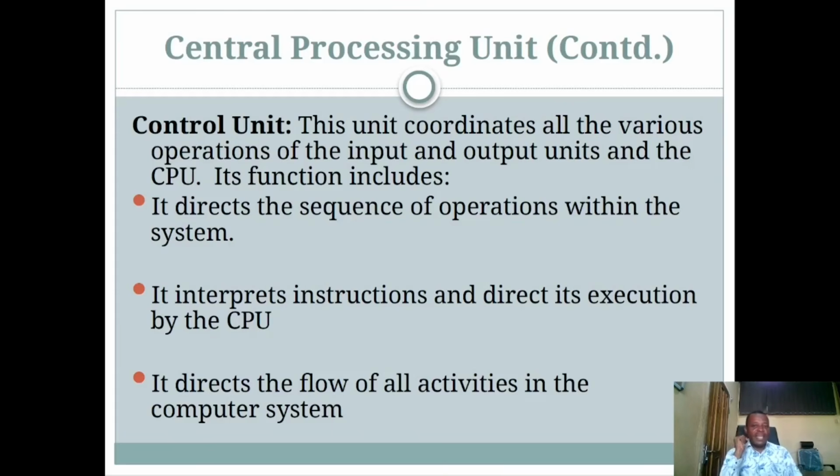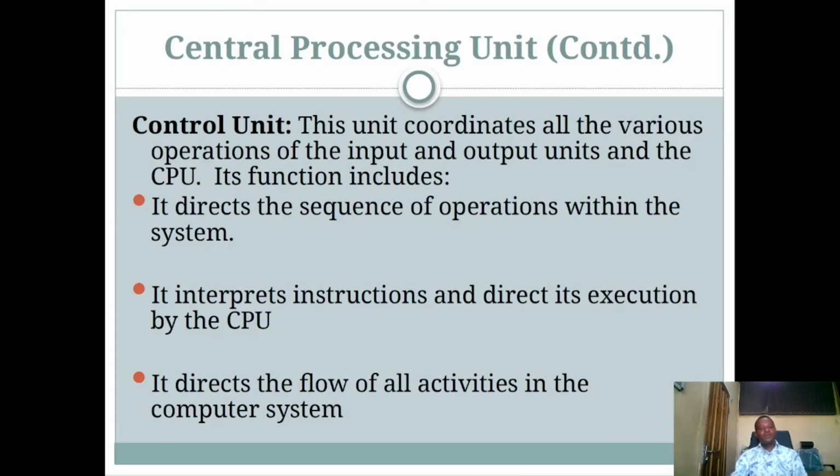Now let's be direct concerning its functions. Number one, it directs the sequence of operations within the system. That means that when things happen in the computer system, they happen in an orderly and sequential manner. So the sequence of operation is being controlled, coordinated and ordered by the control unit.